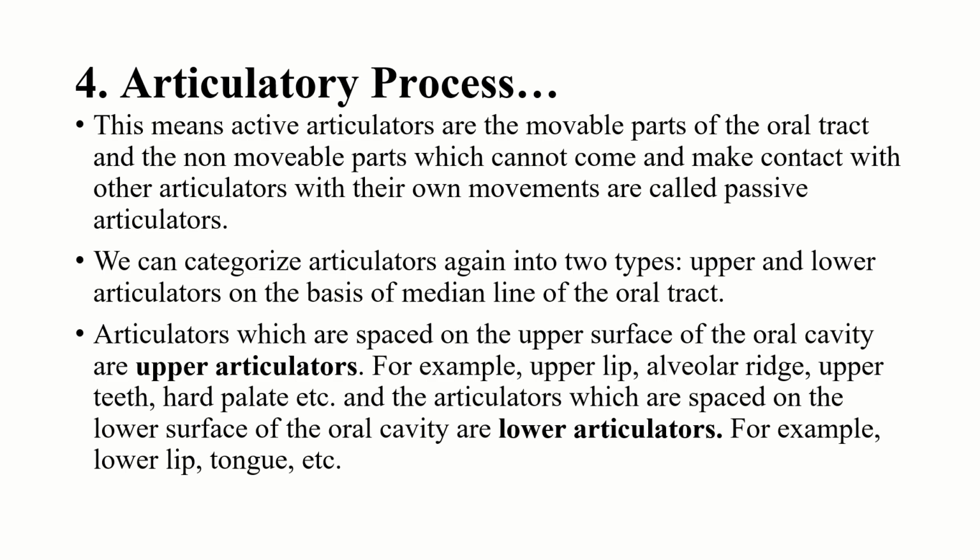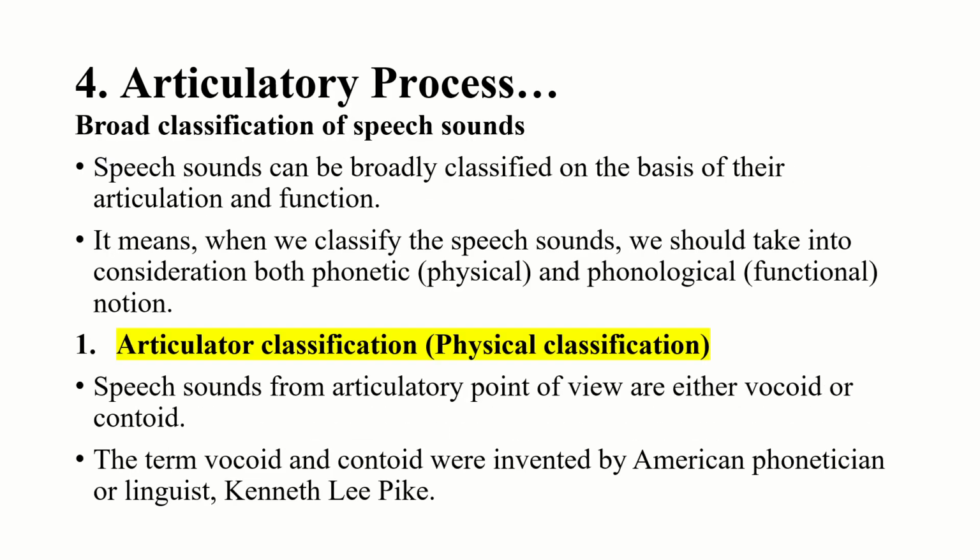Like upper teeth, upper lip, alveolar ridge, hard palate. These are upper articulators. And lower lip, then tongue. These are the lower articulators. Okay. So, on the basis of this articulatory process, sounds are classified into different types.